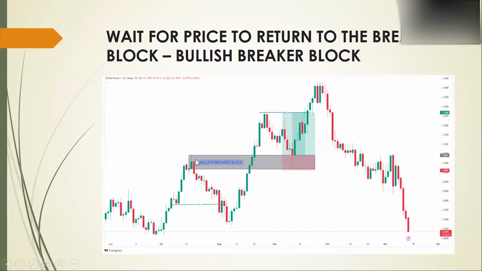So this is a bullish order block. We have the BMS here. If the BMS happens, then we identify where we have the order block. This is where we have the bearish order block.